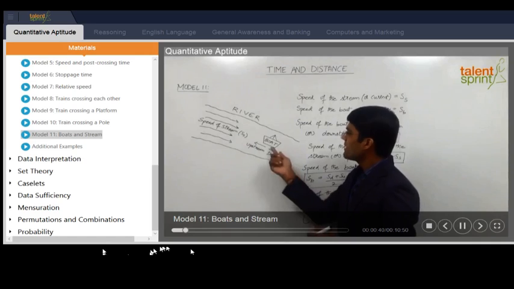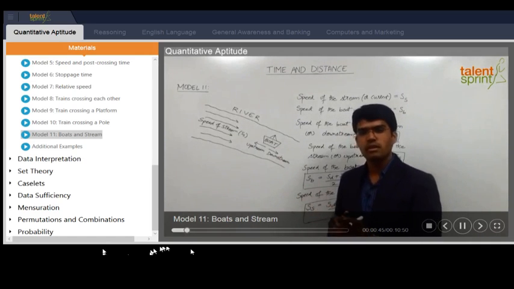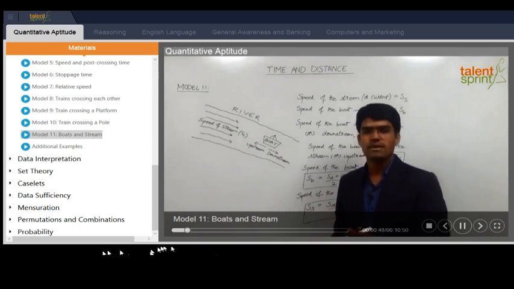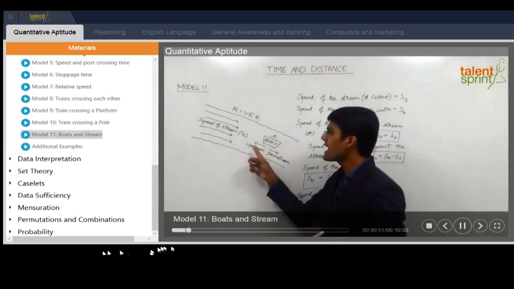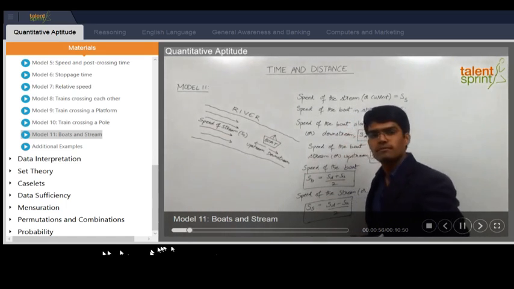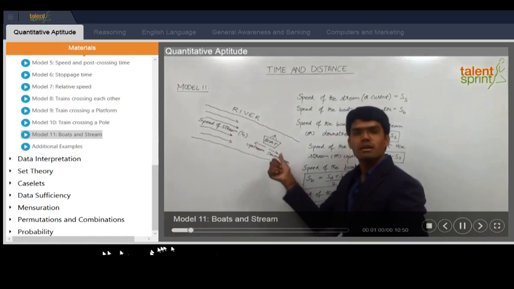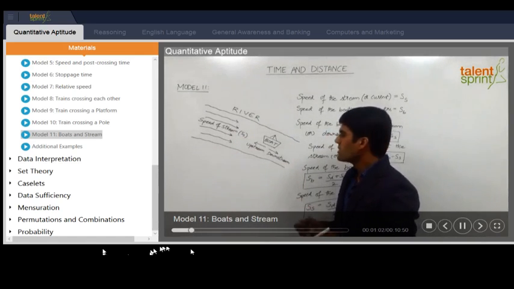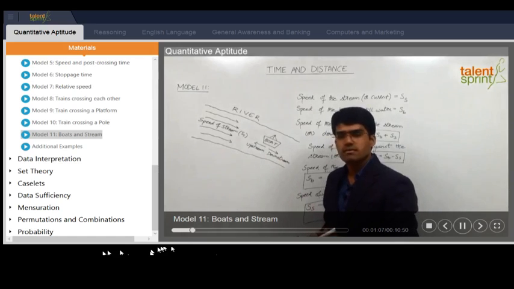Let us consider a boat here in this river which has to cover a certain distance. Now the boat can move in two possible directions. Either it can go against the flow of the stream, which is referred to as upstream, or along with the flow of the stream, that is downstream. So upstream is nothing but opposite to the stream, and downstream is nothing but in the same direction as the stream. So let us see what the various possible cases are in boats and streams.